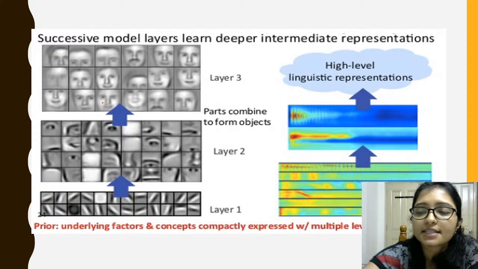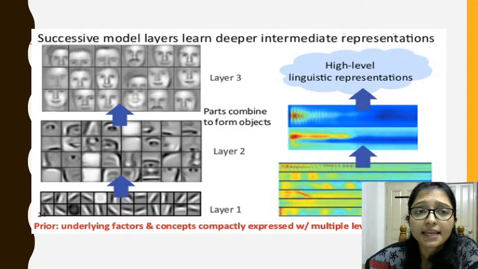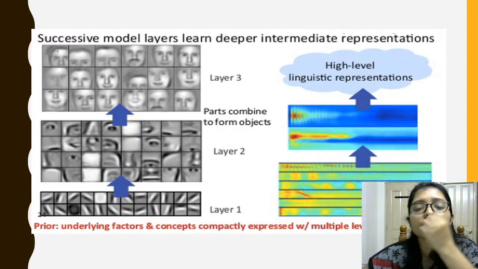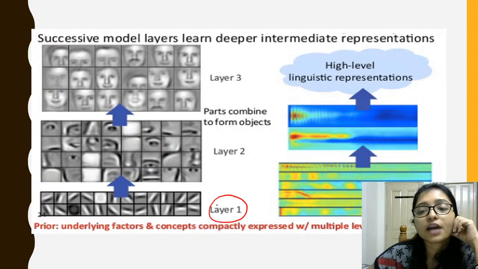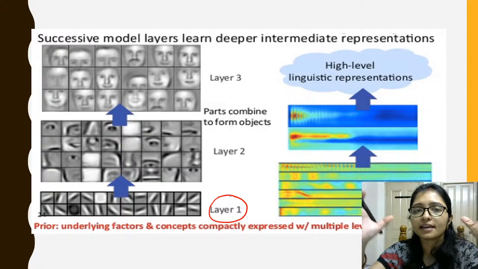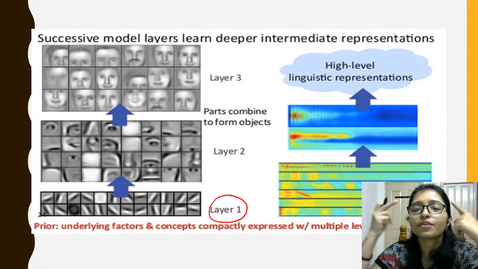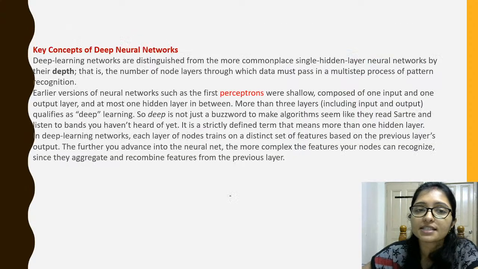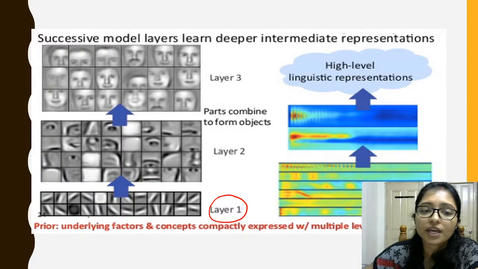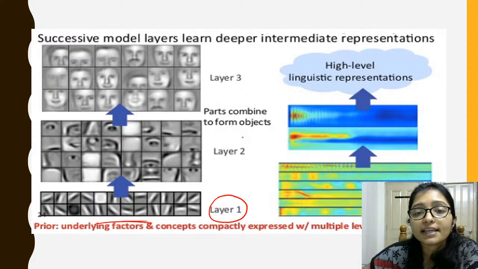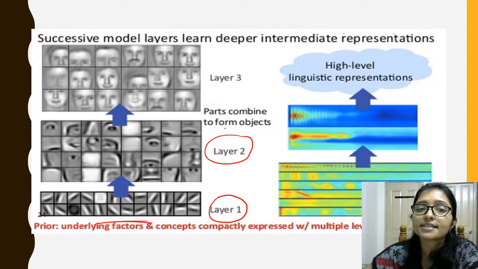So from this image it will be more clear. This is the image of the successive model. This is layer 1, and layer 1 is taking the input from everywhere. Then finally in layer 2 it is combining.